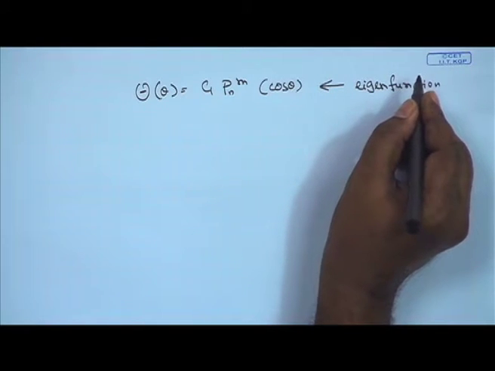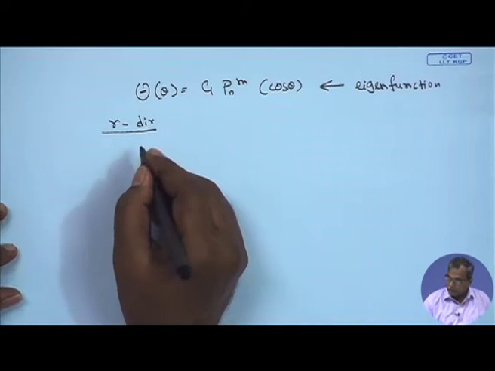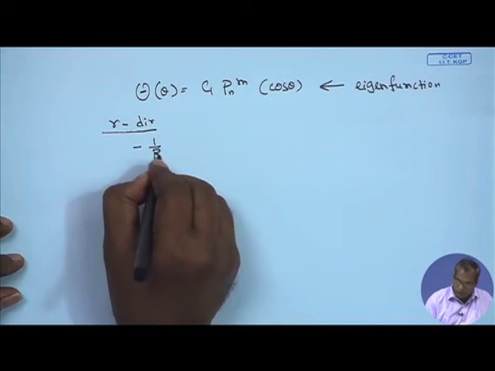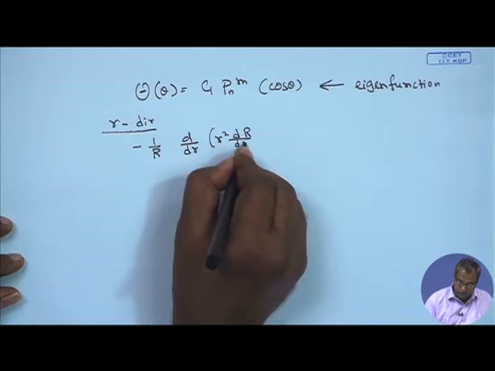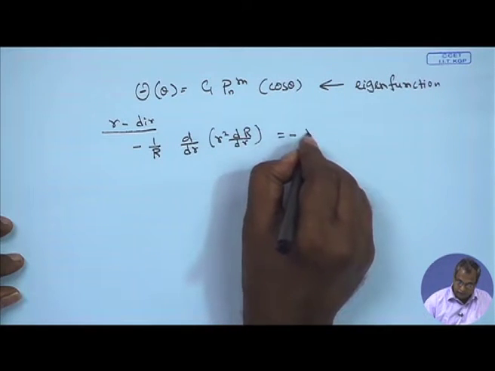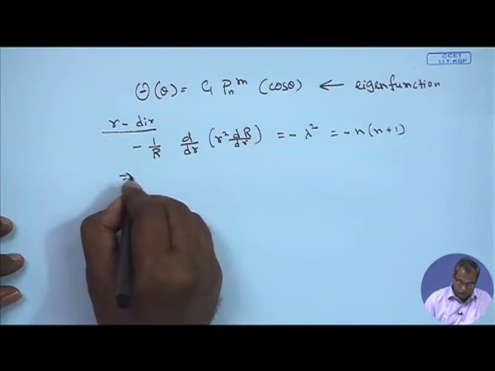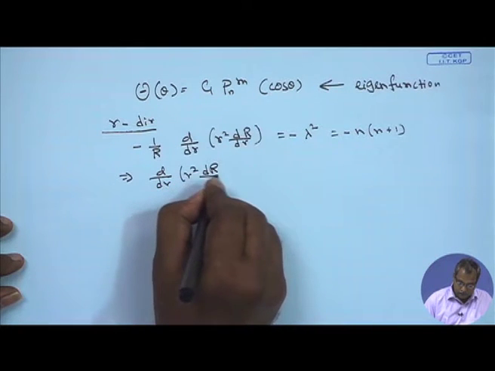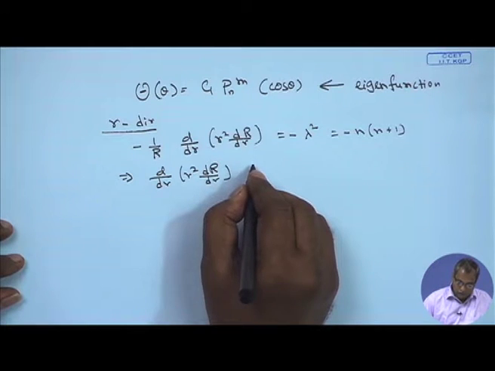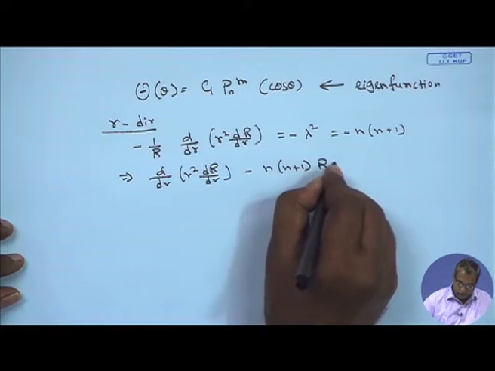Now, we have already almost solved the problem. Next, we will be solving the r direction. If you look into the r direction, the r varying part will be nothing but minus 1 over r d dr of r square dR/dr, which is nothing but minus lambda square, that is n into n plus 1. So, we have d dr of r square dR/dr minus n into n plus 1 R is equal to 0.